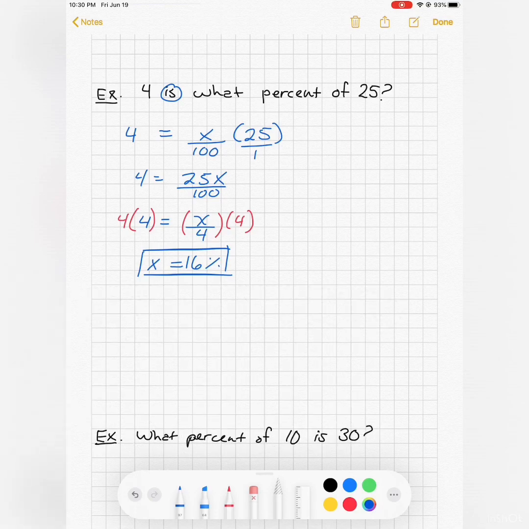So how could I check that one? I could do a little check. I could say, so the claim is 16% of 25 is equal to 4. So is that true? That one I'm using a calculator. Yes, it is.